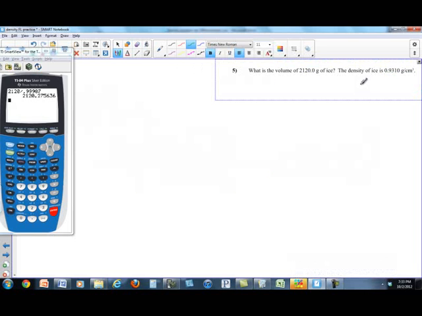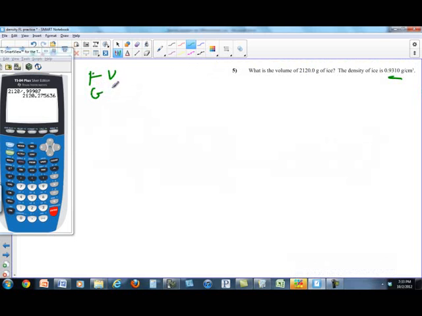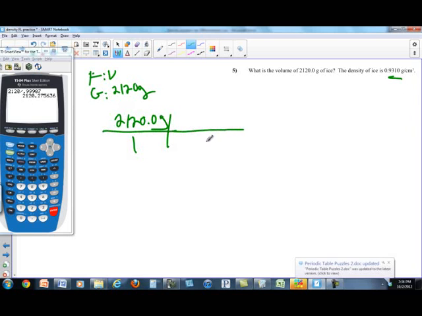Alright, what's the volume of 2,120 grams of ice, if the ice has a density here. So I'm trying to find volume. I am given 2,120 grams of ice. Okay? This is a little bit different from the last problem. So my given is 2120.0 grams. I'm going to put that over 1. And what I know is there's 0.9310 grams in 1 centimeter cubed. And all I'm looking for is volume.